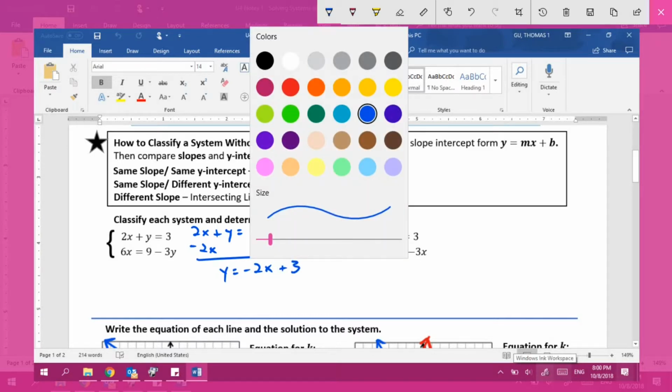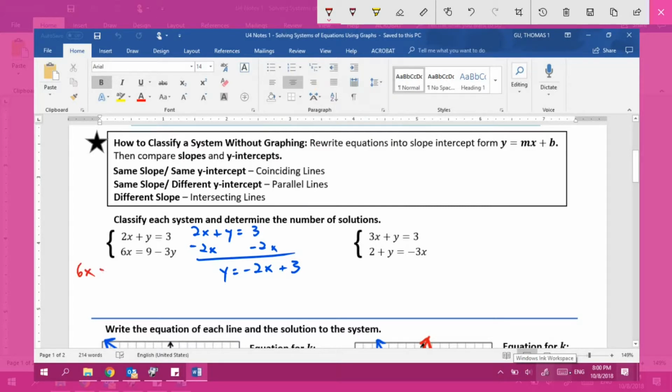I'm going to do it in a different color. So we have 6x equals 9 minus 3y. I'm just going to subtract 9 from both sides. And then that gives me 6x minus 9 equals negative 3y. Then I need to divide everything by negative 3 because I'm trying to get the y by itself. What is 6 over negative 3? That is negative 2. So we got negative 2x. And then negative 9 divided by negative 3 is positive 3, so plus 3, and equals y.